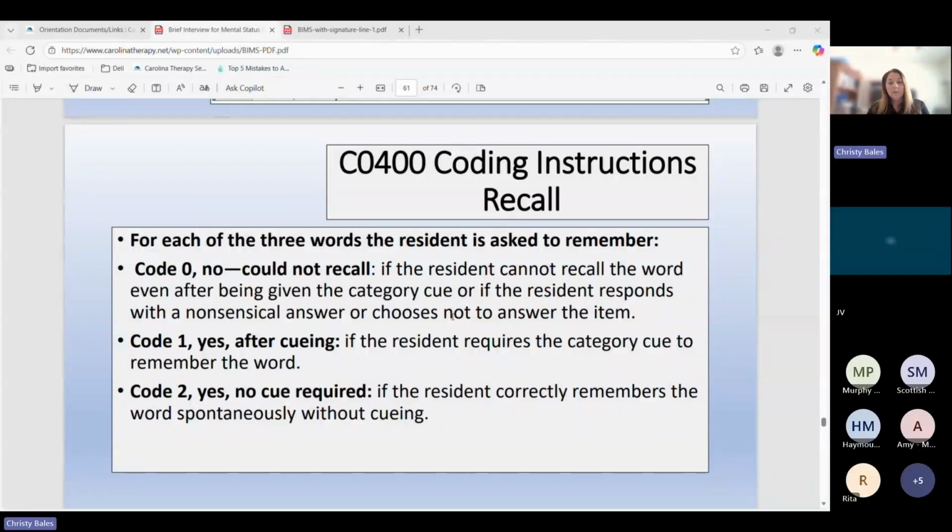For each of the 3 words the resident is asked to remember, you code 0, no or could not recall, if they can't recall the word even after being given the category cue, or if the resident responds with a nonsensical answer or chooses not to answer the item. You're going to code it as 0. Code 1, yes after cueing, if they require a category cue to remember the word. Code 2, yes, no cueing required, if the resident correctly remembers the word spontaneously without cueing.